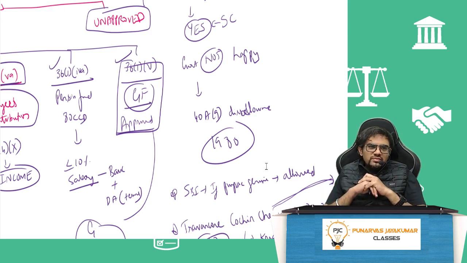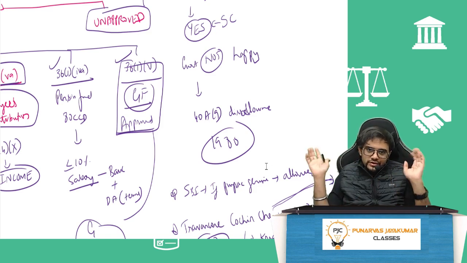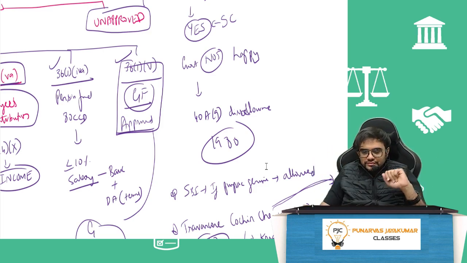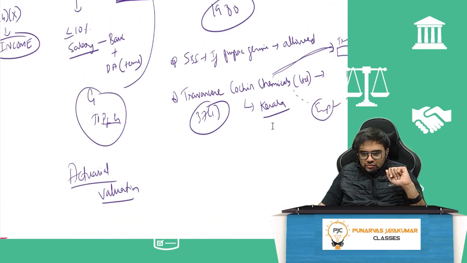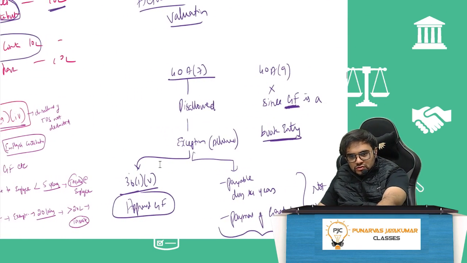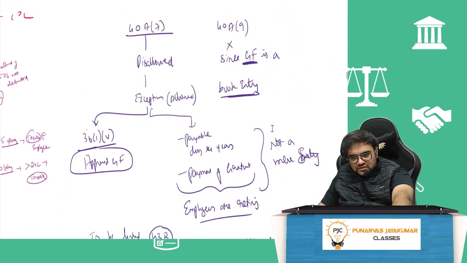So basically, why? Because unapproved funds used to take that money and invest it in some useless things like equity shares, etc., high risk investments. So to curb that from happening, now they have told nothing doing. So unapproved funds disallowed under 40A9. Approved funds allowed. So gist of the story.